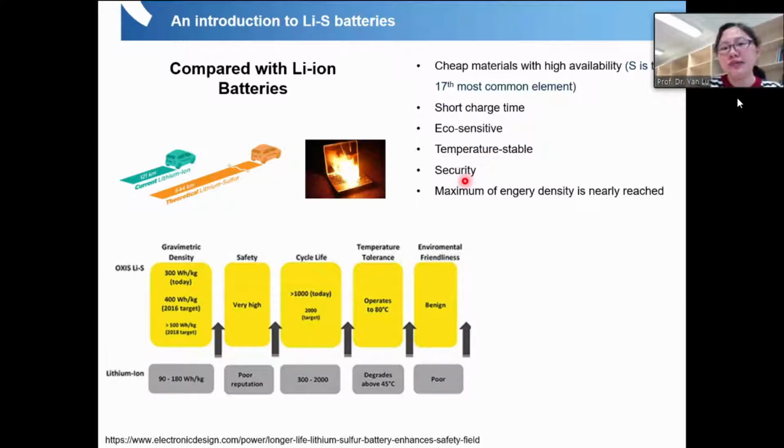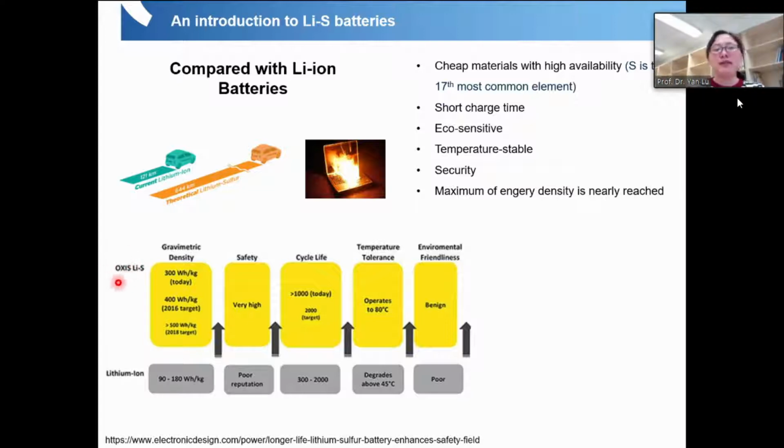And compared to lithium ion battery, they are more safe. So you have good safety built in. And also, you can even reach a higher energy density by using the lithium sulfur battery system. And this Oxis, this is one of the best companies in the world.